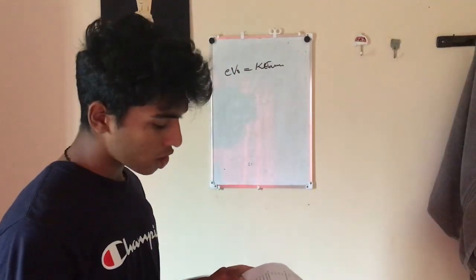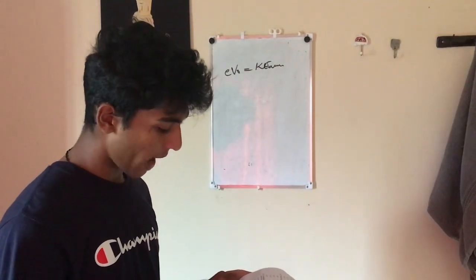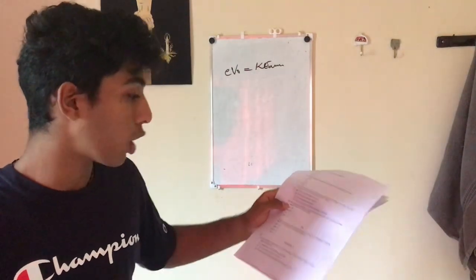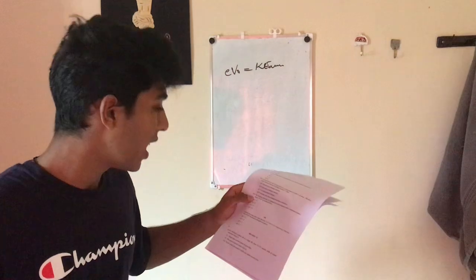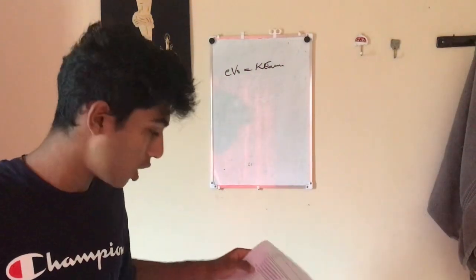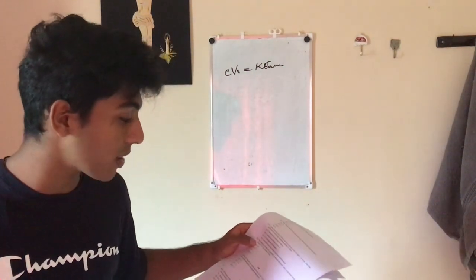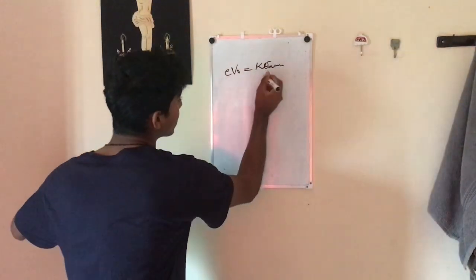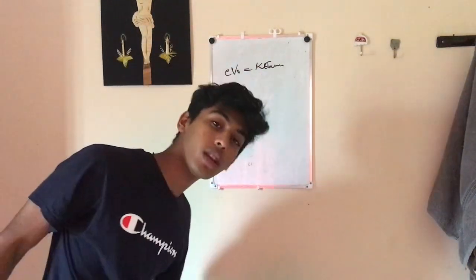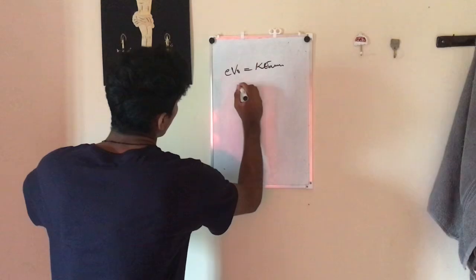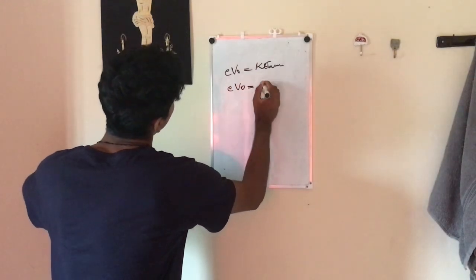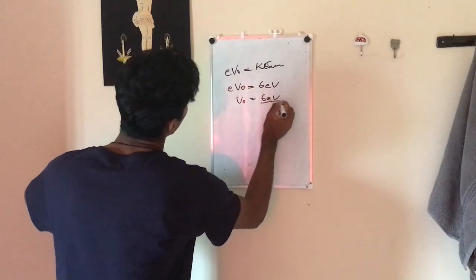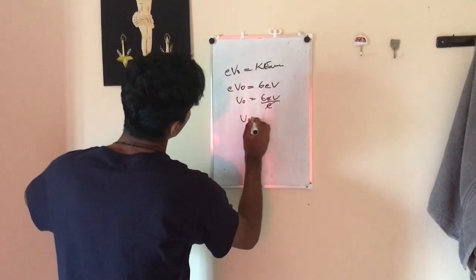What is the stopping potential of a photocell in which electrons with a maximum kinetic energy of 6 electron volt are emitted? So here the kinetic energy is given as 6 electron volt. It asks me to find the stopping potential. So eV0 is equal to 6 electron volt. So V0 is equal to 6 electron volt divided by e. So V0 is equal to 6 volt.